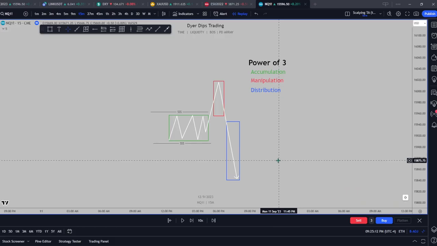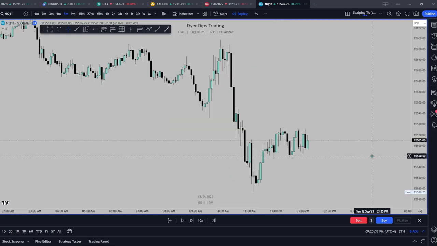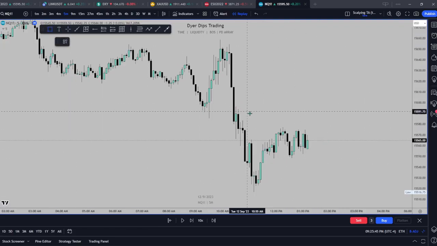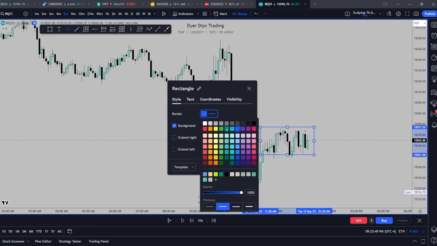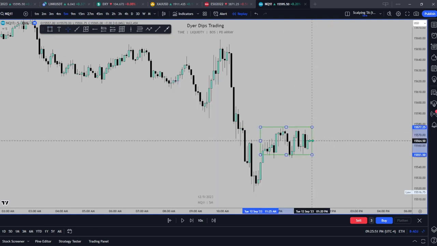So now that you understand what this looks like in context, let's take a look at what it looks like in real time on a real chart. Okay, so taking a look at price here, as you can see, from about 11:30 to about 1:10, and that's actually an important time, and we'll come back to that later. This looks pretty range bound and consolidationary, and that's what we would consider our accumulation phase. This is where price is accumulating.